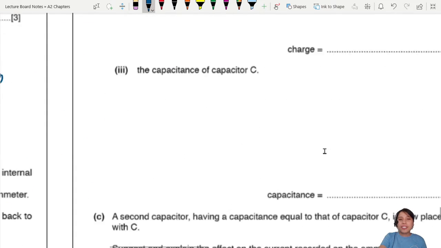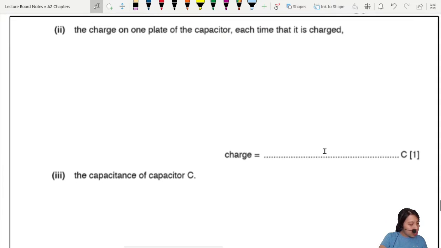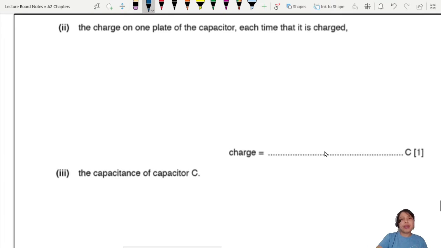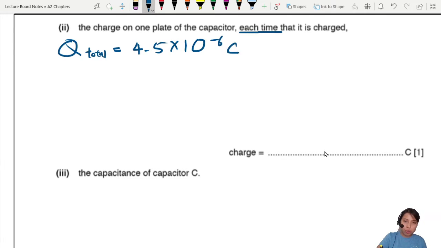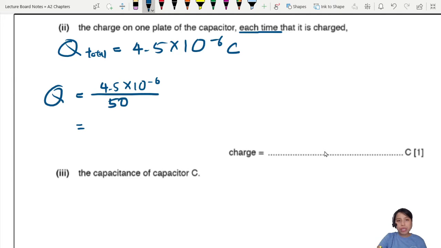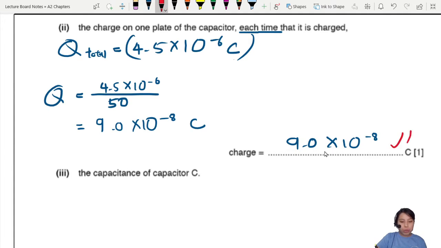Now we come to the next part. Calculate the charge on one plate of the capacitor each time that it is charged. Now this each time, underline it, each time that it is charged. Just now we found a Q. That's actually Q total, after 1 second, which is 50 times. So if Q total is 4.5 times 10 to the negative 6 coulomb, each time the Q stored on each plate will be 4.5 times 10 to the negative 6 divided by 50, because you already discharged 50 times, then the total adds up to this. So this will give you 9.0 times 10 to the negative 8 coulomb. Now this is 1 mark also, so A1.